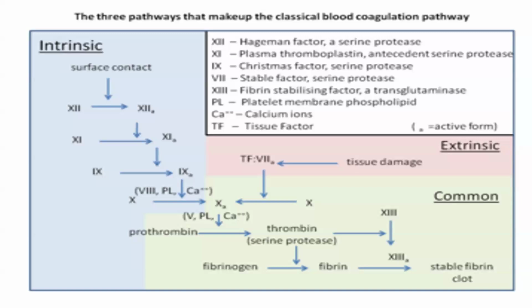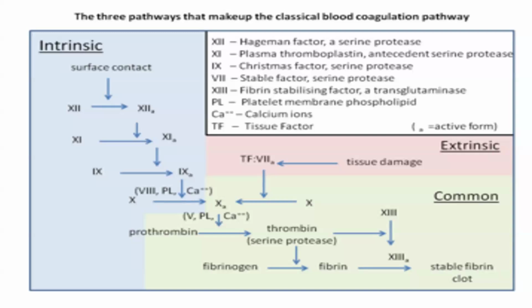So the common pathway starts from 10 and will need factor 5, phospholipid, and calcium to activate prothrombin, which is factor 2, to thrombin. So this thrombin will activate fibrinogen, which is factor 1, to fibrin. So the fibrin which has been formed here is not stable enough. It will need factor 13, the fibrin stabilizing factor, which is activated by thrombin, to activate it to factor 13 activated. So basically, once the 13 activated joins the fibrin, it stabilizes the fibrin from the monomer fibrin mesh to the polymer so that it can be stable enough for healing process.